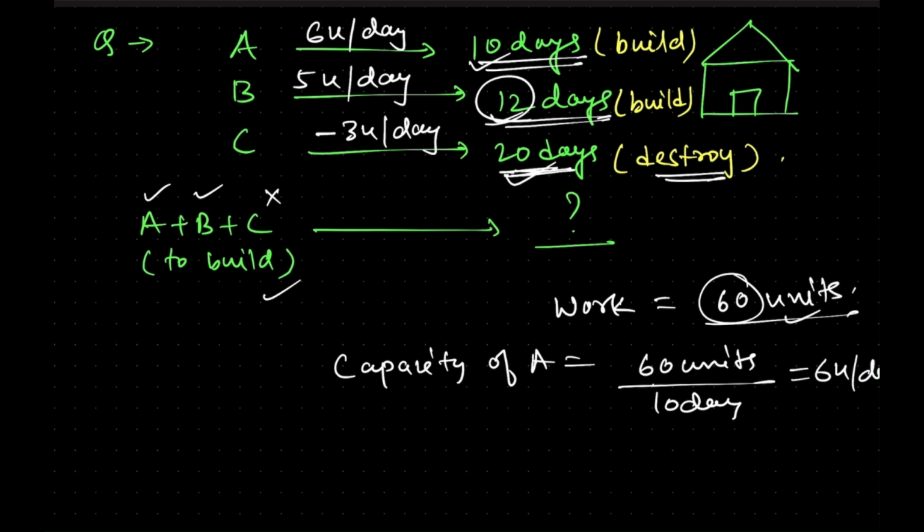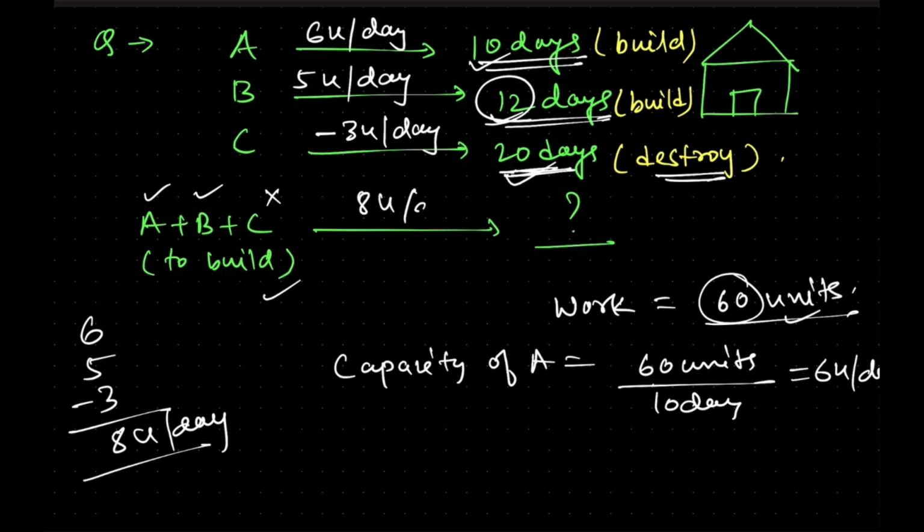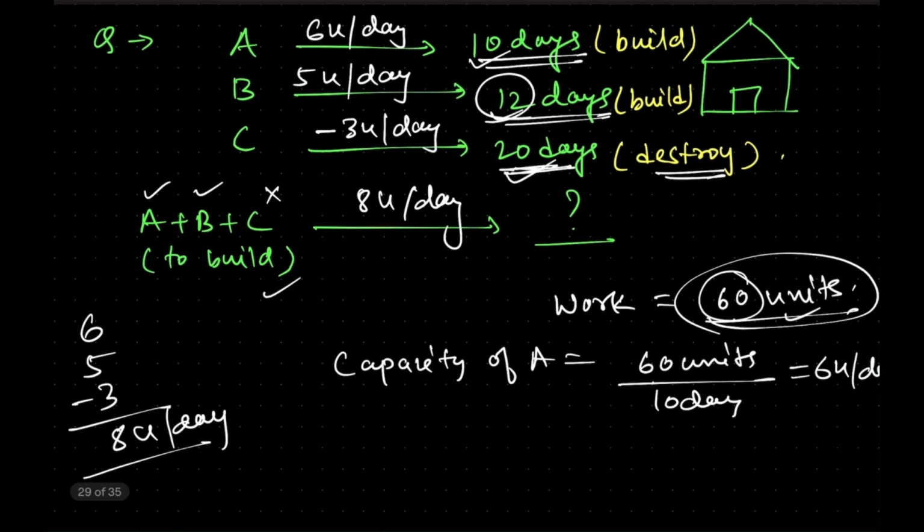So if we consider their combined capacity, it will be 6, 5 and minus 3. So it will be 6, 5, 11 minus 3, 8 units per day if they do the work together, 8 units per day. So what will be the final time taken? Total work we have taken 60 units, and our combined efficiency is 8 units per day. So the final time will be 60 by 8 days.